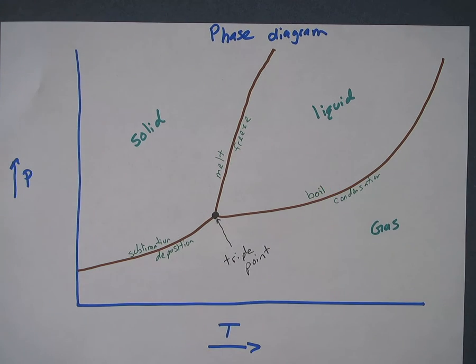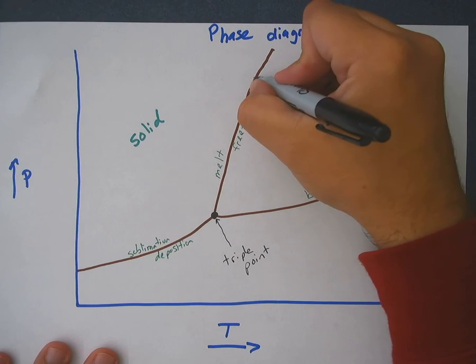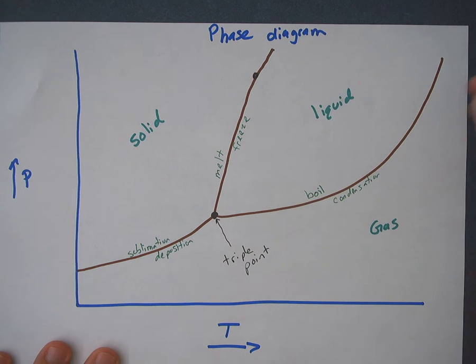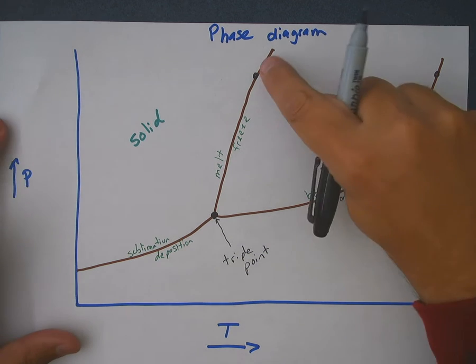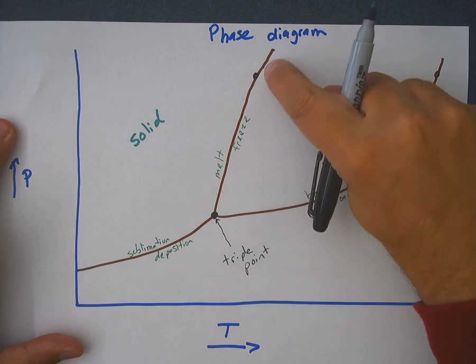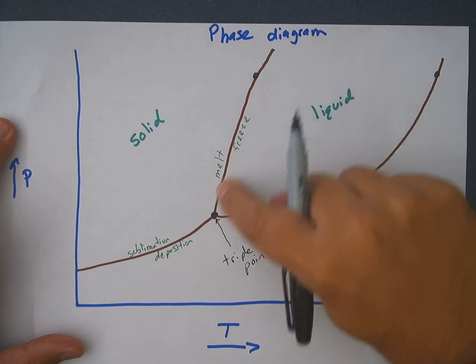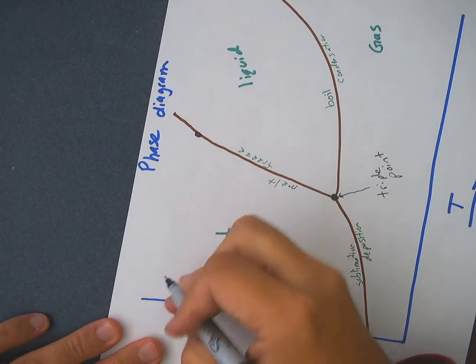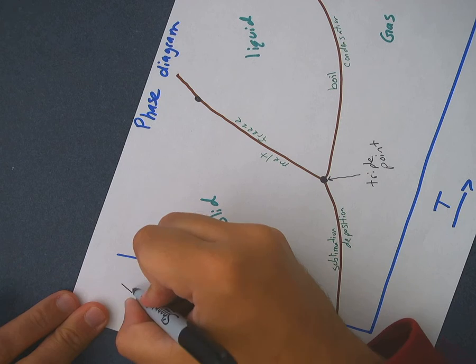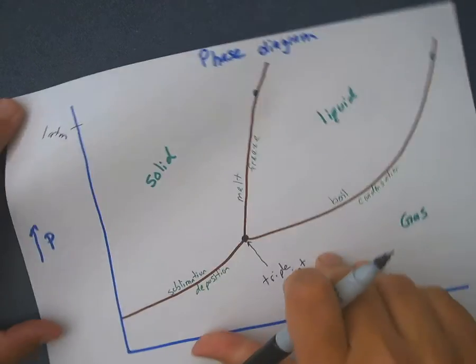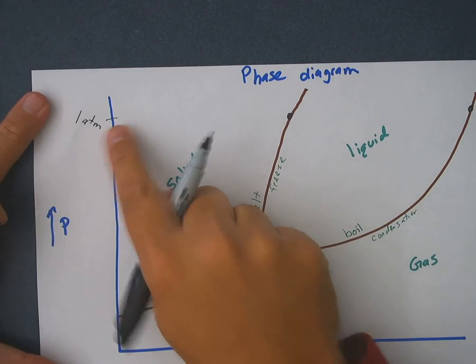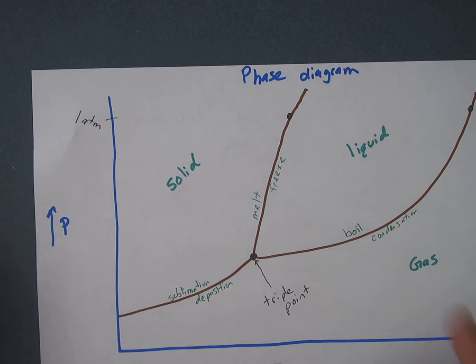Okay. You'll also have a dot on the melting freezing line and a dot on the boiling condensation line at the same pressure. Now, any dot on this line would be its melting point or its freezing point. But if you're at exactly 1 atm, this is considered normal room pressure, right?